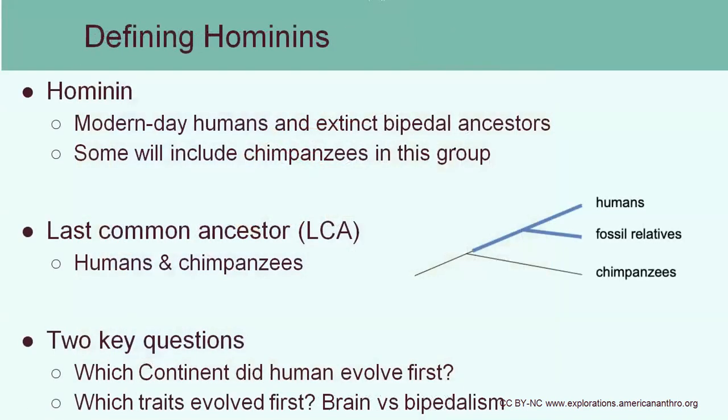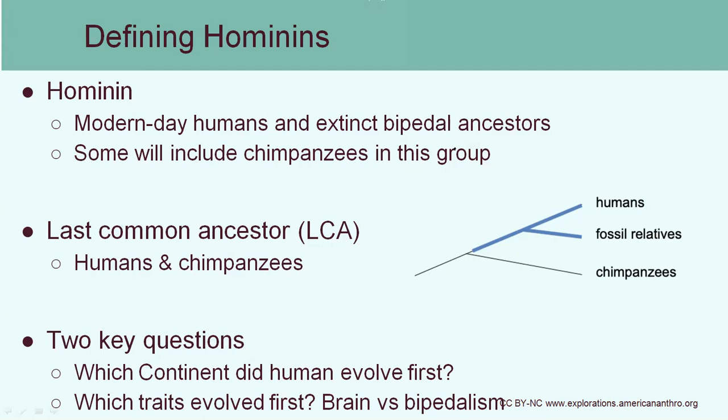So what is a hominin? This group includes modern day humans as well as all of our extinct bipedal ancestors. There is also some debate on whether we should include chimpanzees in this group, because most of the time we use hominins to refer only to those organisms that are fully bipedal. However, some of our extinct ancestors were bipedal, but also still were able to climb in trees. So then should we include chimpanzees as well?